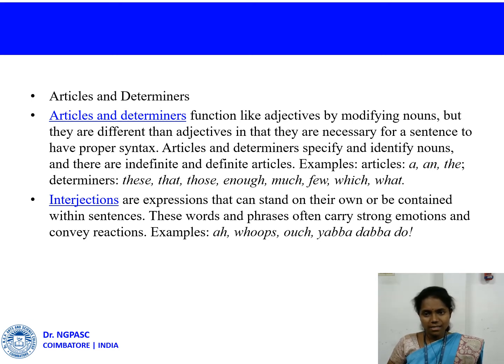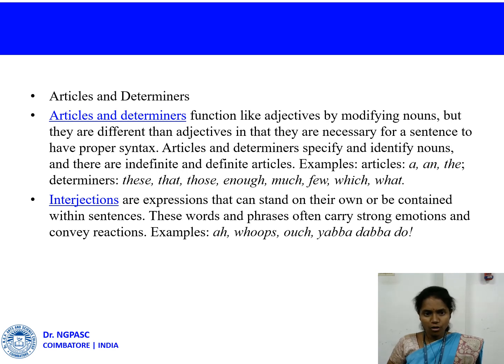Examples: articles are a, an, and the. They also act as demonstratives. Articles can also act as demonstrative adjectives. Say for example, a boy, an apple, the girl. So they talk about the numbers, the quantities of nouns or the subject that you talk about. So they also function as demonstrative adjectives. And determiners: this, that, these, those, enough, much, few, which, what. All these are examples for determiners.